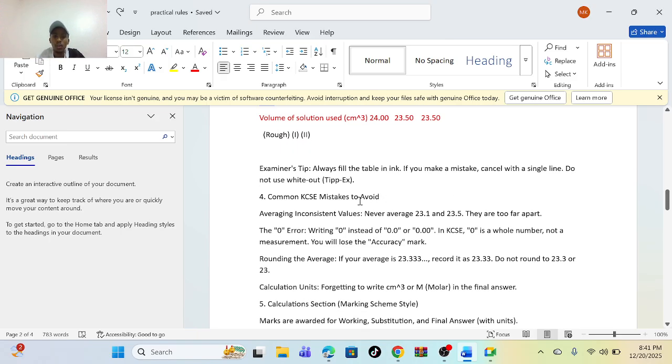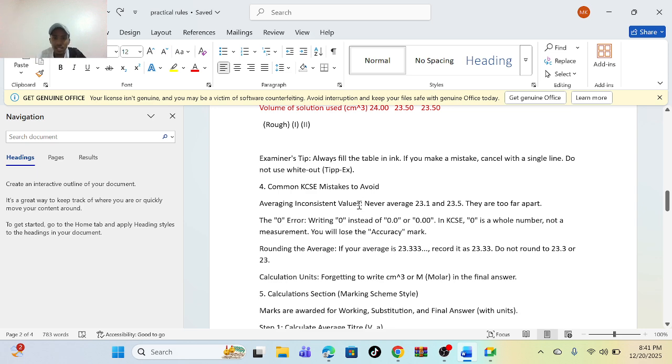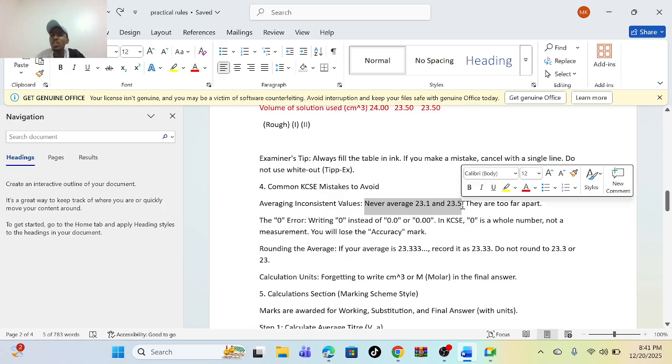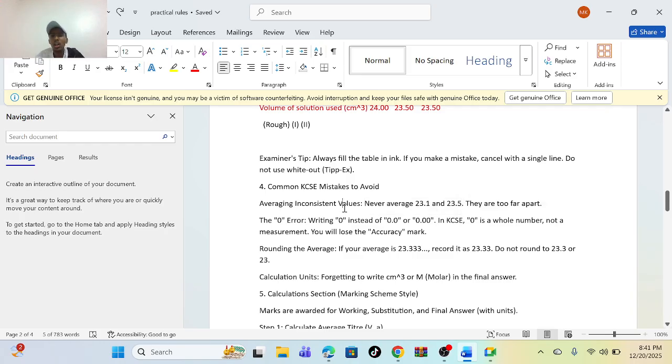Common mistake to avoid: averaging inconsistent values. What does inconsistent values mean? Those that are very far apart. For example, never average 23.1 and 23.5, because they are too far apart. I have already told you that the difference should not be more than 0.1.